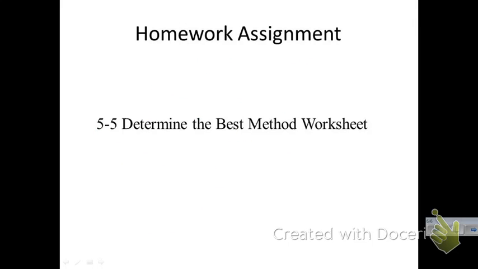Okay, good luck. If you'll start out by determining which method you're going to use and then go ahead and solve on your assignment.